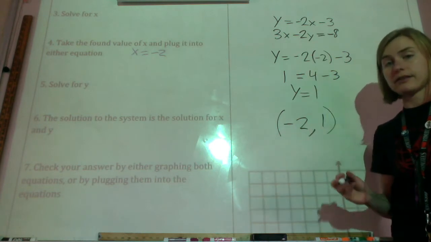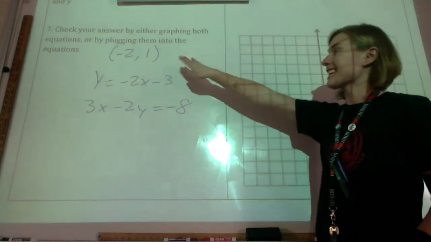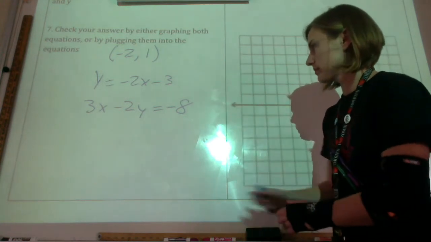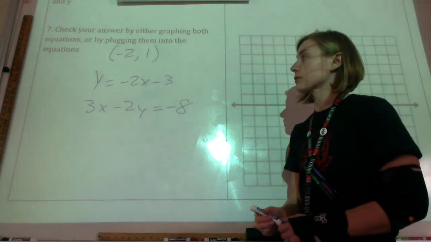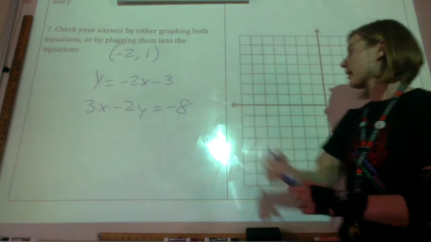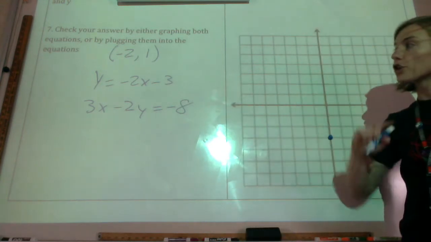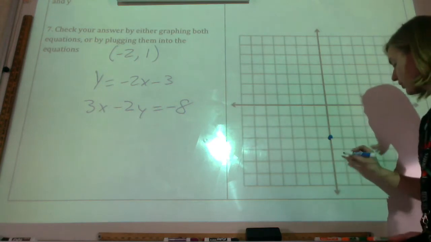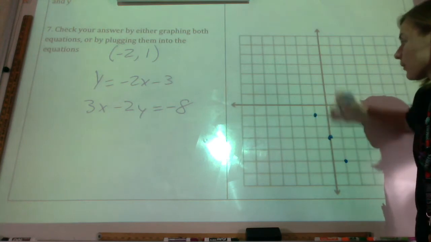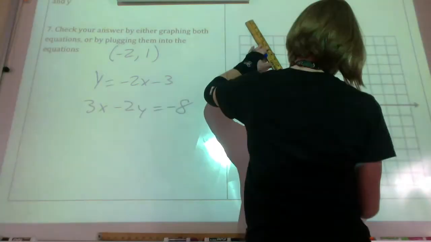So let's actually do graphing this time. We're going to take our original equations and graph them to make sure they really do cross at negative 2, 1, that that really is our solution. So let's start with this first equation. We have y equals negative 2x minus 3. That's in slope-intercept form. So we're going to start with the intercept, which is negative 3. So on the y-axis, we come down to negative 3. And then our slope is negative 2. So we can either go down to the right one, or we can go up to the left one. Either way, it won't matter as long as we get that negative direction. Then we can draw a line.